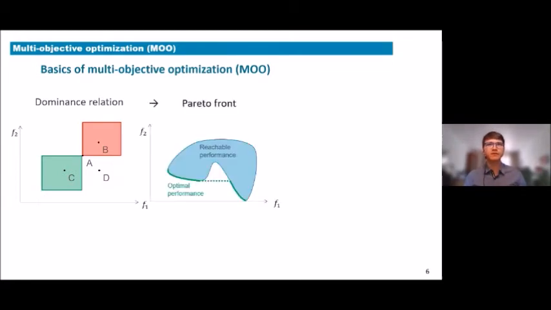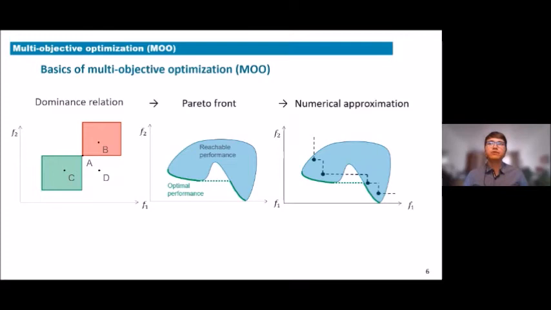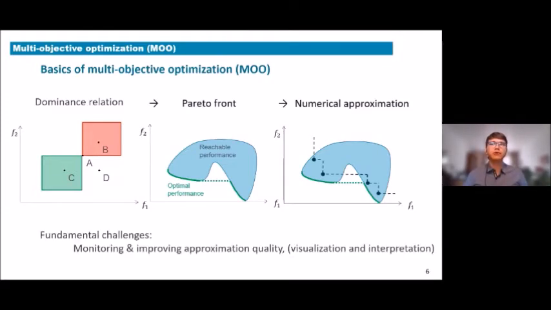And if we take this concept to the entire reachable performance set, so that is all possible designs, and we look at the lower left edge, we find the Pareto-front, which is of course the solution to the optimization problem. It is the set of all non-dominated designs. And all that remains, of course, is to approximate this thing numerically, where the main challenges are to monitor and improve the approximation quality, both in terms of closeness to the front and diversity of designs. And there's also an aspect of visualization that can be tricky, but which I won't be focusing on in this presentation.